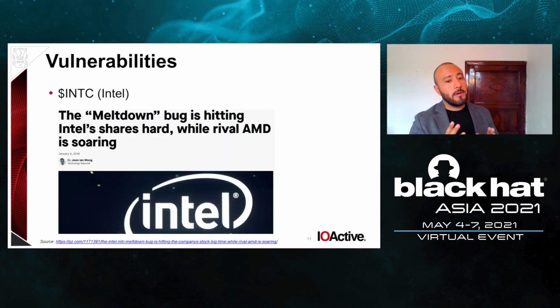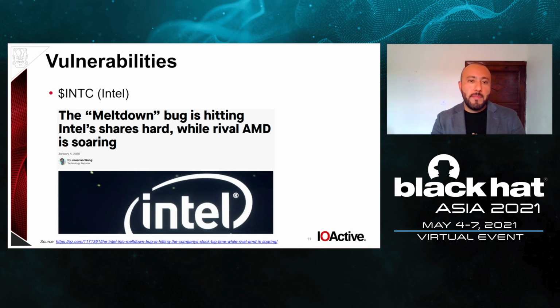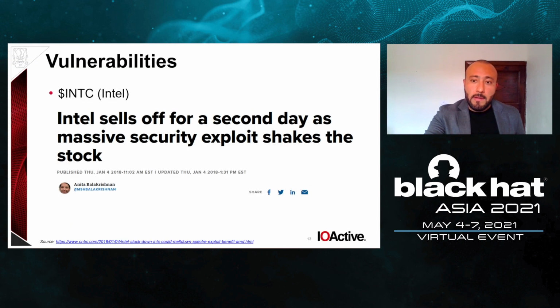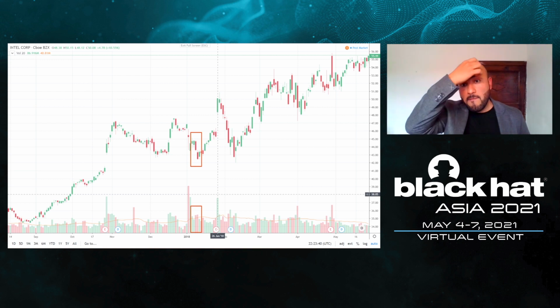Now, let's start with vulnerabilities. You probably remember the Meltdown and Spectre bug in the microprocessors, in Intel, for instance. So, by January 2018, these bugs were reported. The stock price dropped minus 3.3%. However, the sell-off continued for the second day because of the impact of the finding, as you can see here.